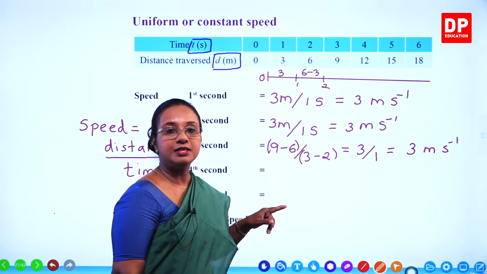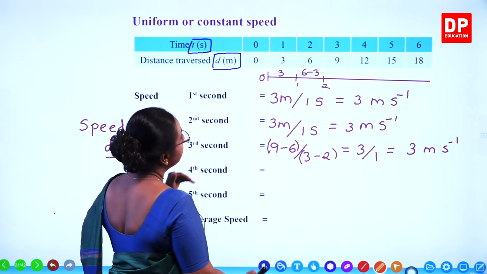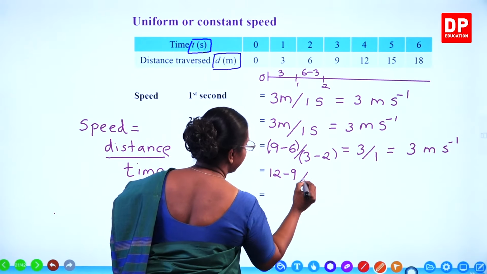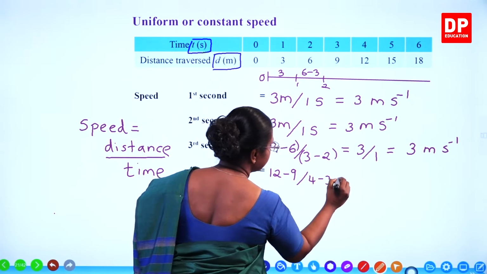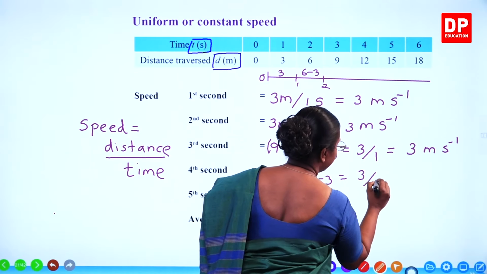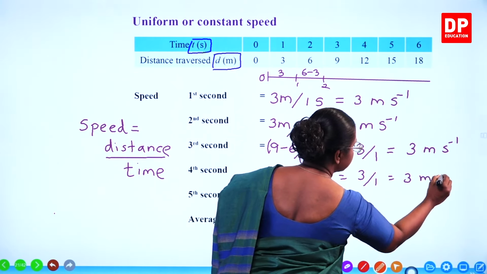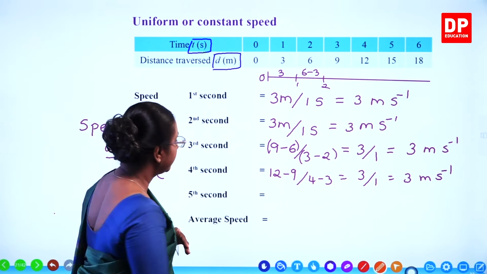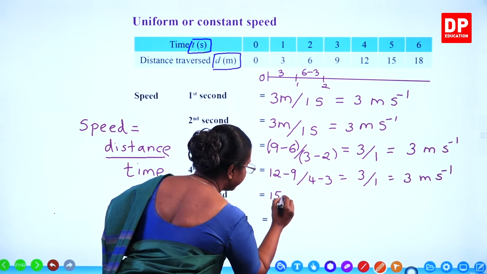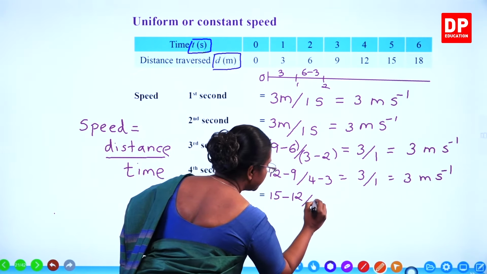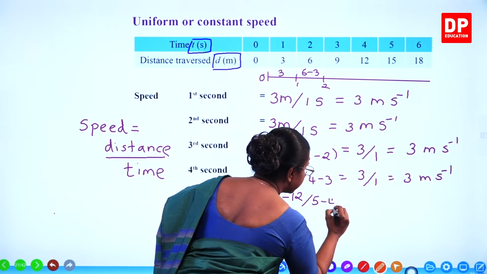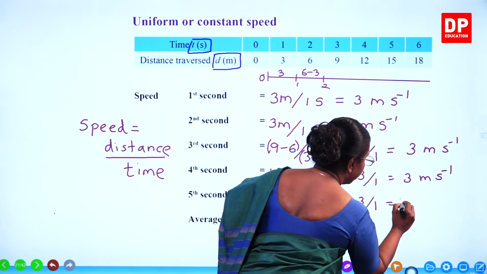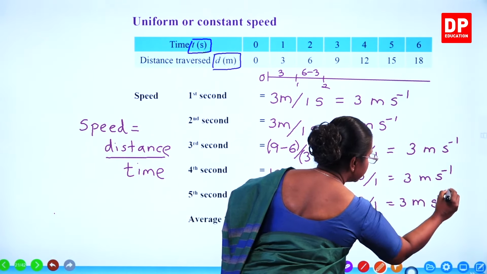So either you can do it in a line like this and substitute the value, or directly you can calculate the distance and time. Then for the fourth second, 12 minus 9 divided by 4 minus 3. So that again is 3 over 1, 3 meters per second. And the last or the fifth second, where the distance traversed is 15, so 15 minus 12 divided by 5 minus 4. So that is again going to be 3 over 1, 3 meters per second.